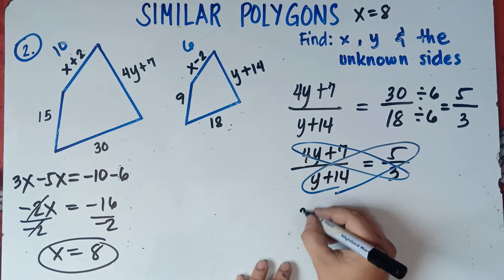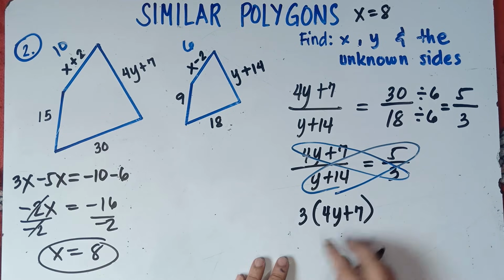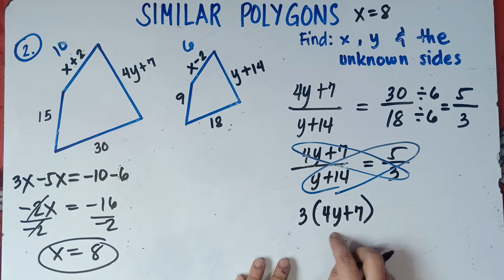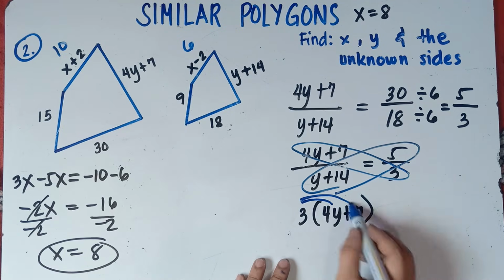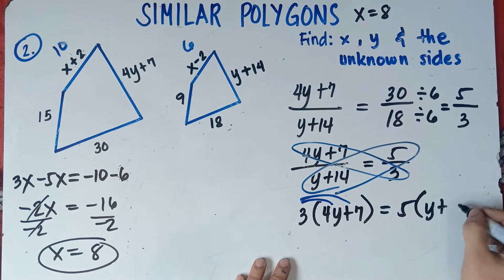Alright, so this will be 3 times 4y plus 7. Once again, you put parentheses because this is a binomial, 4y plus 7, two terms, class. You need to do the distributive property. Is equal to 5 times y plus 14.